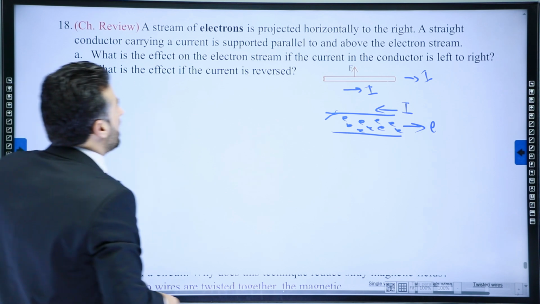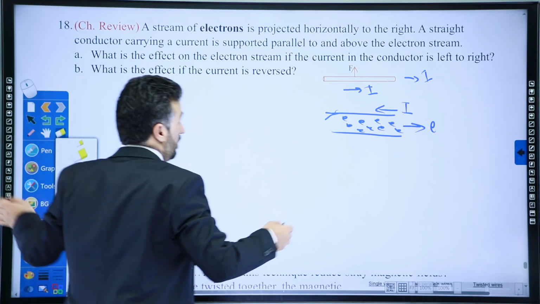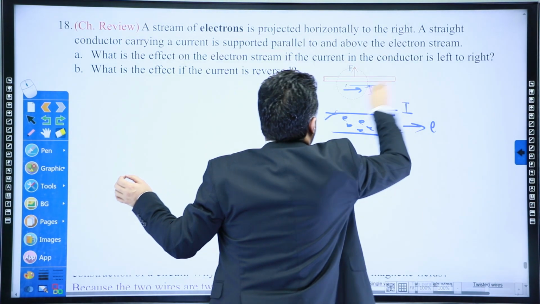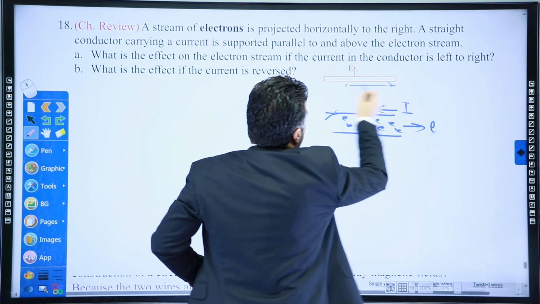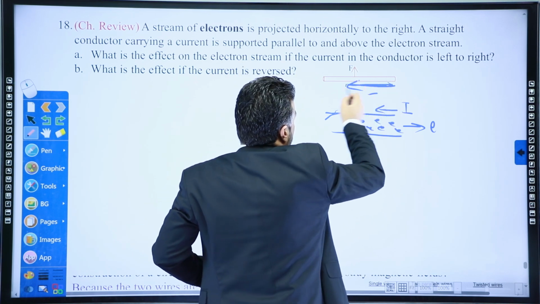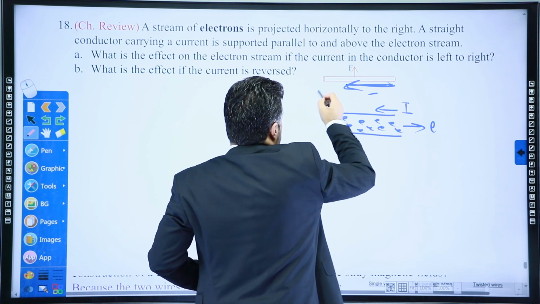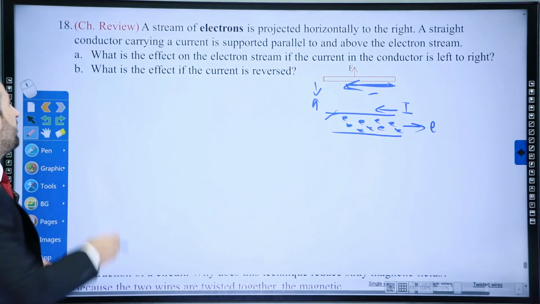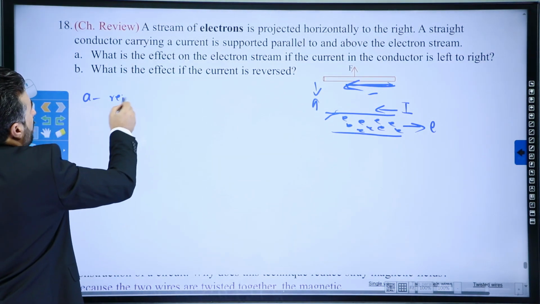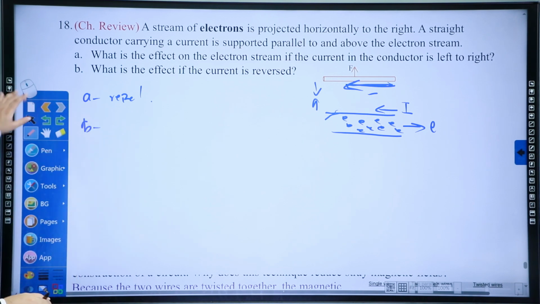What is the effect if the current is reversed? If the current is reversed, watch this. When we say the current, we're talking about the direction of the current in the wire. So what if the current is reversed? If the current is moving in this direction, and the current of the electron stream is in this direction, then of course these two would attract one another. Okay, so for part A, they both repel one another. For part B, of course, they attract one another.